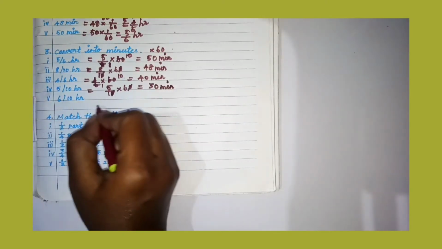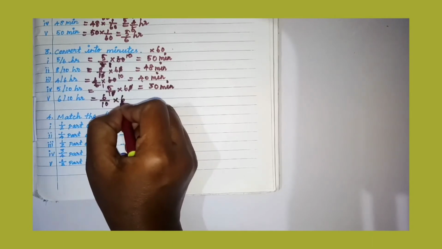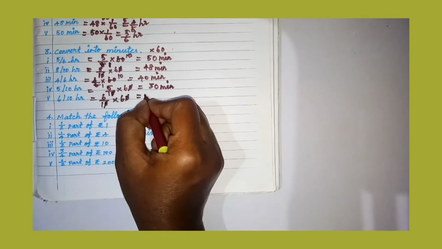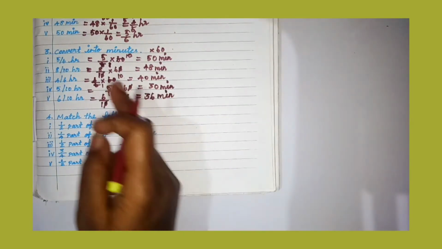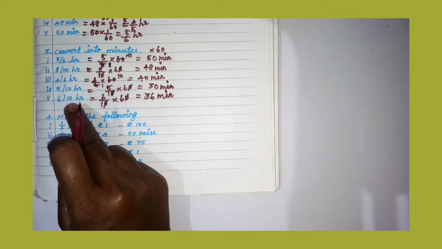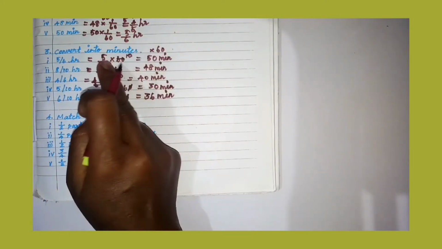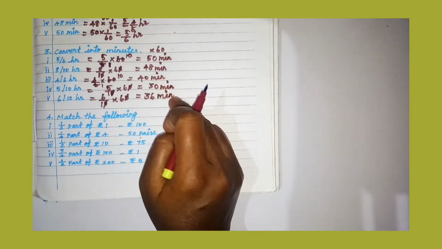Next one, 6 by 10. So 6 by 10 fraction value into 60. 10 cancel. 6 6s are 36 minutes is the answer. So if the value is given as a fraction, we have to change into minutes, which means multiply by 60. Then we get the answer.